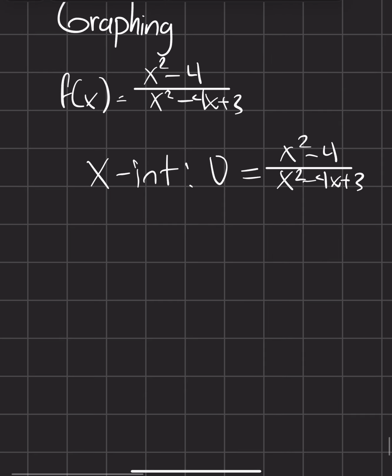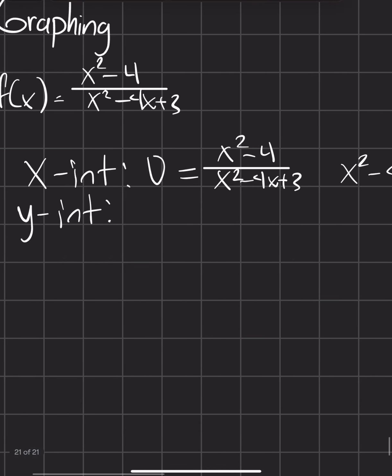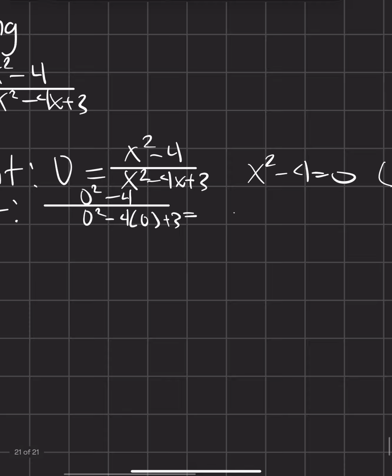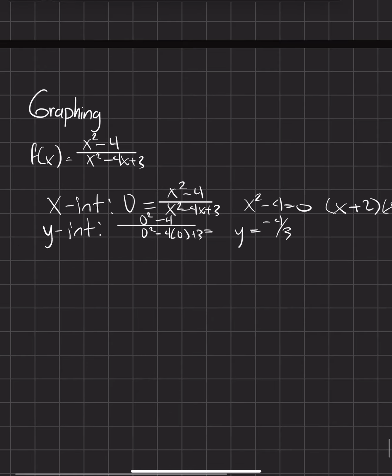And then we're going to want our y-intercept values. Our y-intercept is when our x is equal to 0. So 0 squared minus 4 over 0 squared minus 4 times 0 plus 3. That just gives us a y value of -4 over 3 for our y-intercept.